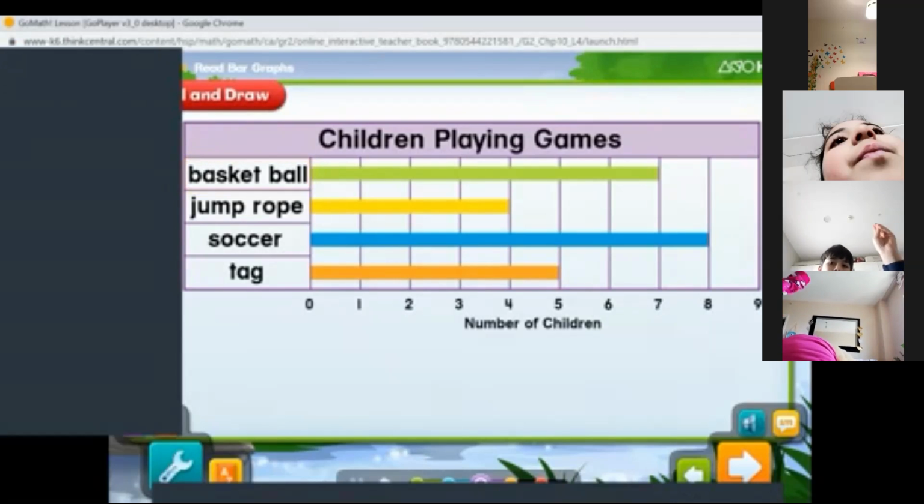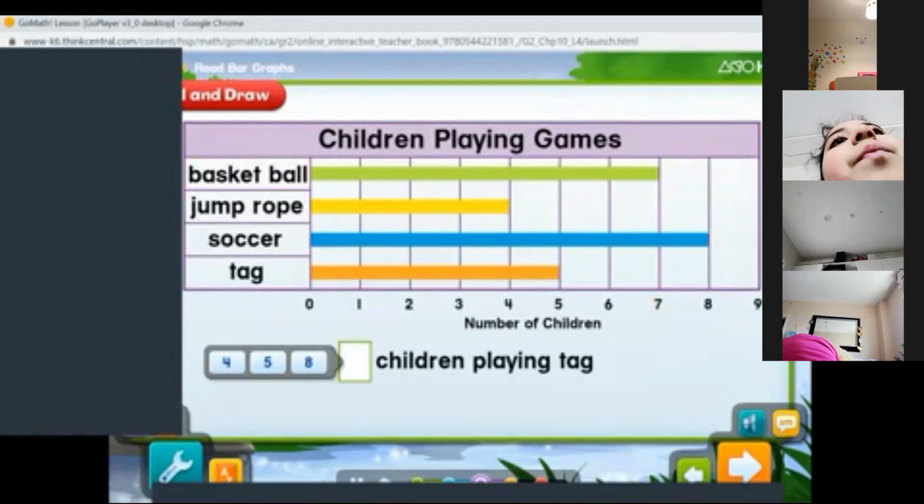You are going to follow the line, and it's green. Each line will have a different color, okay? They are not going to be the same color, all of them. So this one is green, and you go down, you see the number, it is 7. And this is how you can read it. Let's check. 7 children are playing basketball.